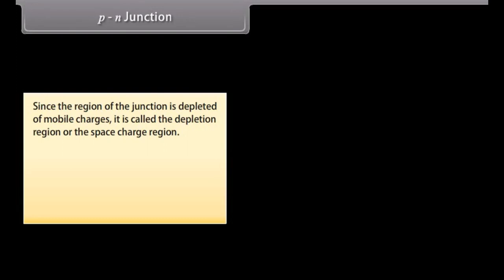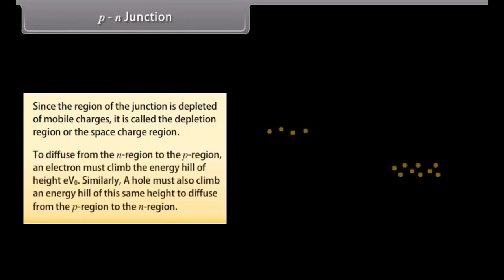To diffuse from the n region to the p region, an electron must climb the energy hill of height eV0. A hole must also climb an energy hill of the same height to diffuse from the p region to the n region.